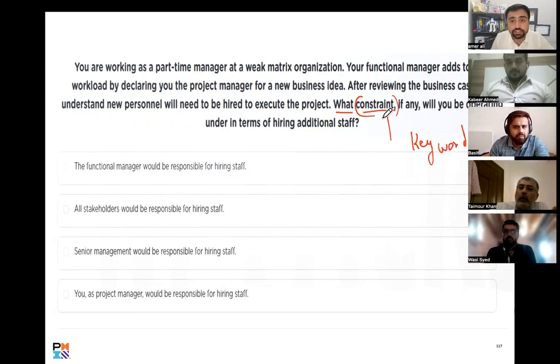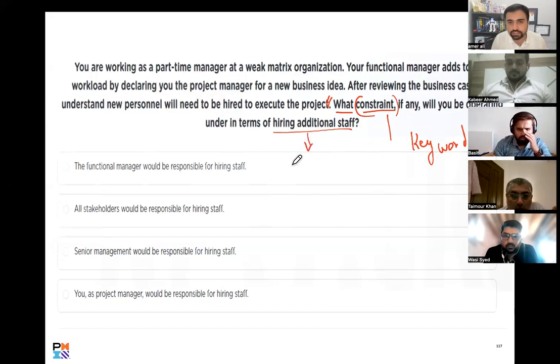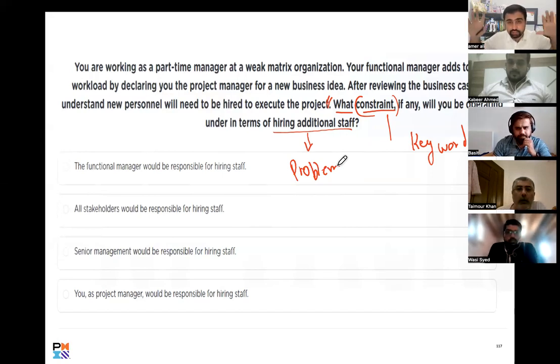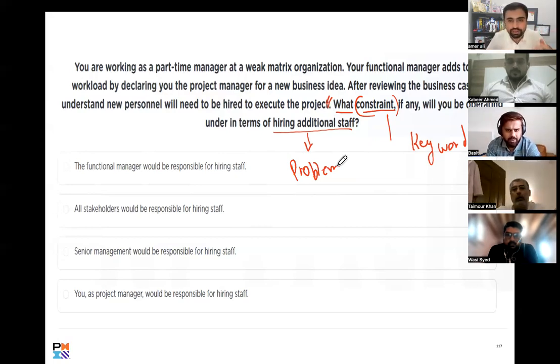What constraint, limitation will you be operating under in terms of hiring additional staff? The last line says what you are trying to do. This is the problem in the question: you want to hire more staff. What will be limiting you? Constraint means limiting you, problematic to you.